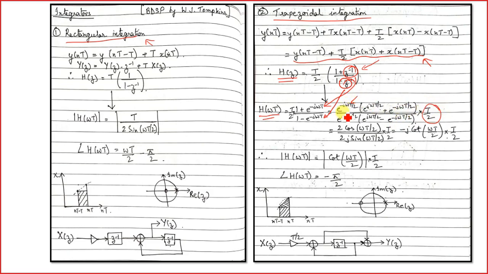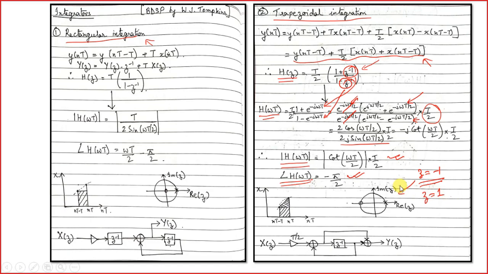So this term cancels out, and the numerator comes out to be 2 cos(ωT/2), and the denominator comes out to be 2j sin(ωT/2), multiplied by T/2. So here we get −j cot(ωT/2) multiplied by T/2. The modulus of H(ωT) is the modulus of cot(ωT/2) multiplied by T/2, and the phase of the trapezoidal integrator comes out to be −π/2. Now, if you look into the pole-zero plot, it has a zero at z equals −1 and a pole at z equals 1.